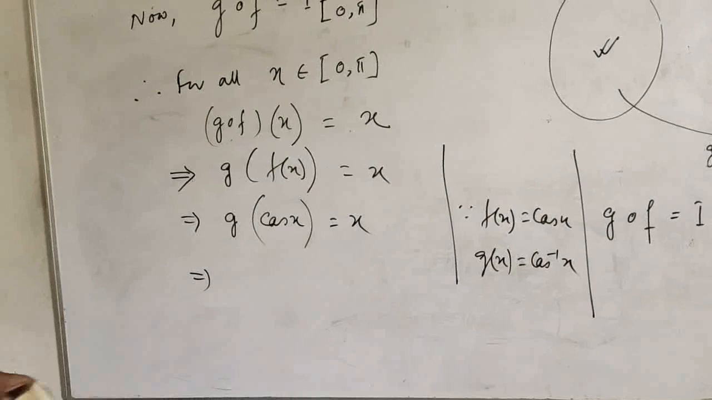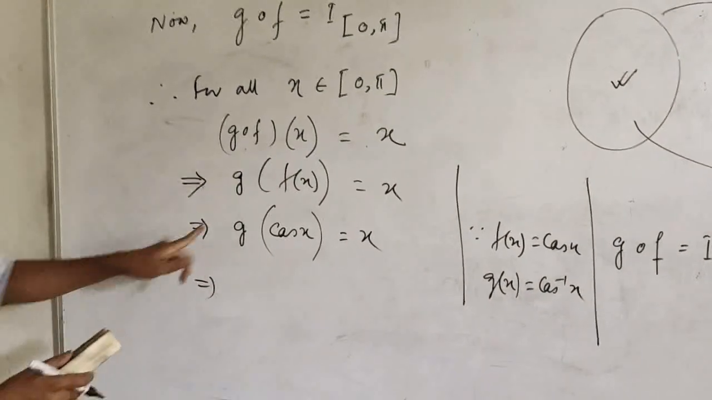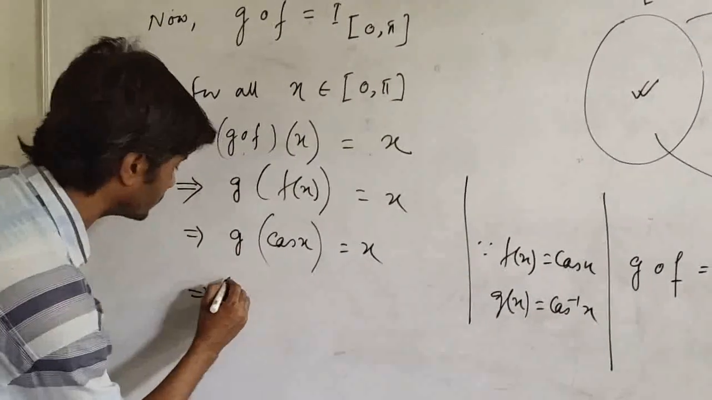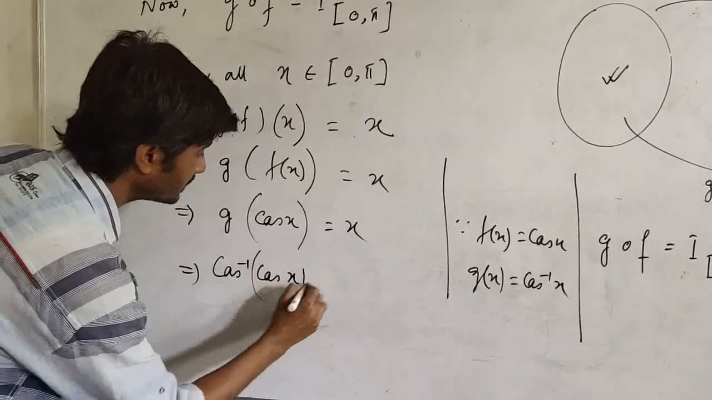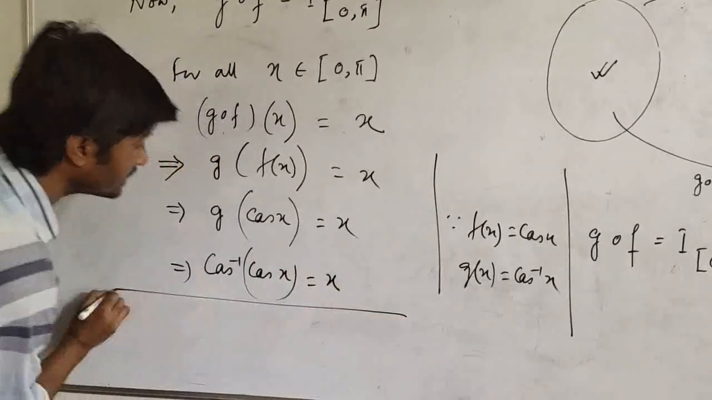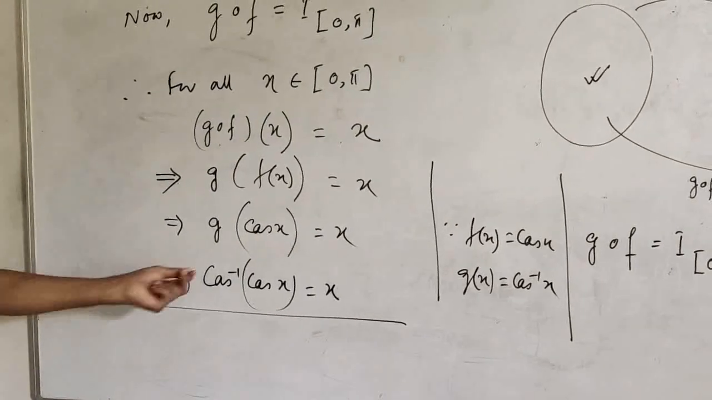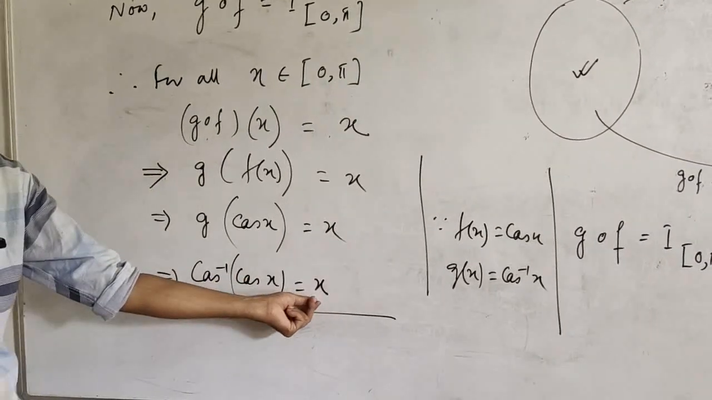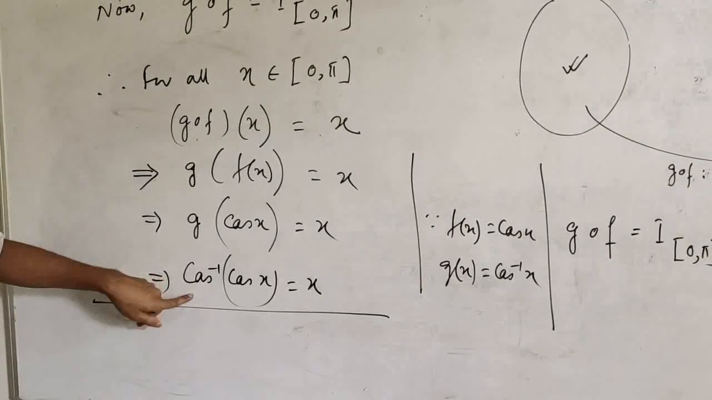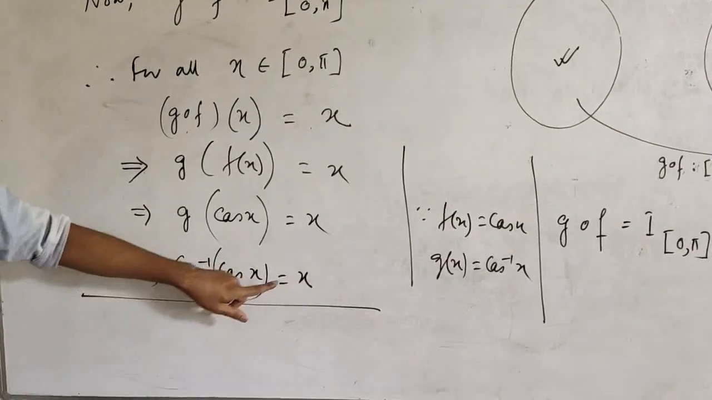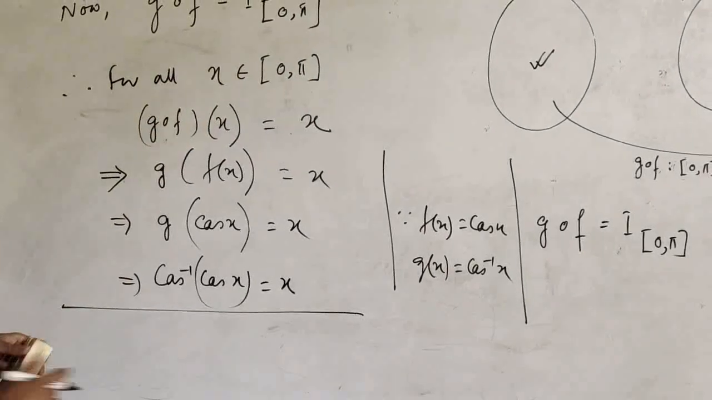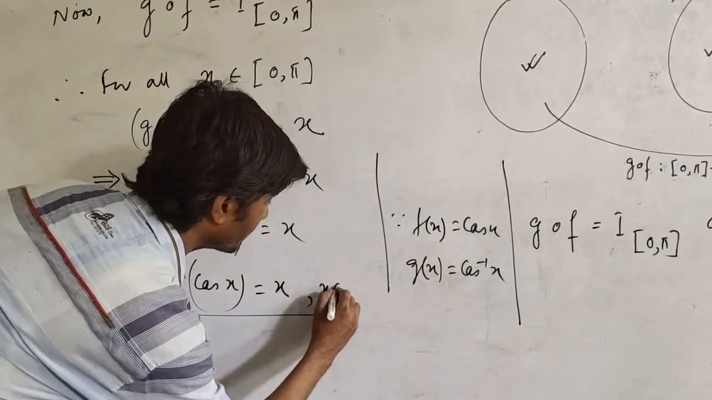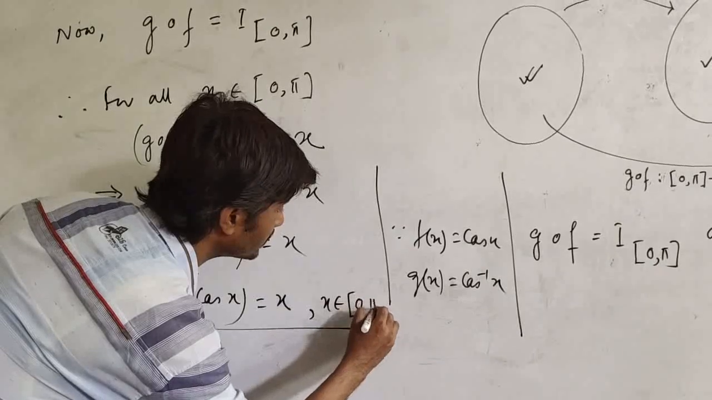We have taken the inverse of cos as the function g(x). Therefore, this g∘f(x) will give us what? cos inverse cos x is equal to x. So this is a very basic result, that cos inverse cos x equals x. But you remember that this will be true only if I take x from this interval 0 to pi, the closed interval. x belongs to the closed interval 0 to pi.